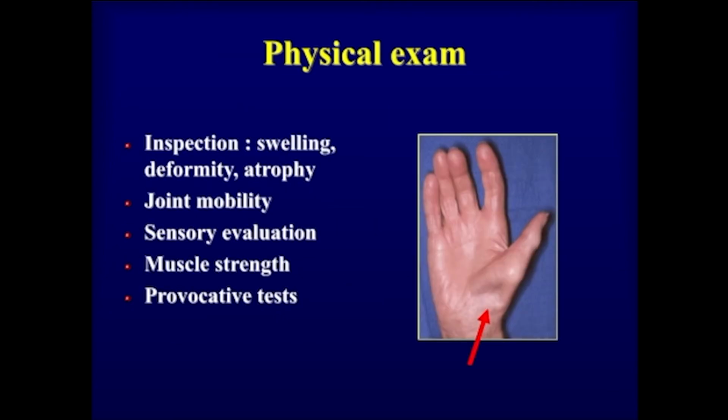As far as physical examination is concerned, I think the first thing we are always taught in medical school is to look. And what we should be looking for is swelling and obvious atrophy, as you see here, of the thenar muscles. Joint mobility needs to be tested because some patients have arthritis, which will significantly affect the mobility of their joints. And sensory and motor function and provocative testing is something I'm not going to talk about.